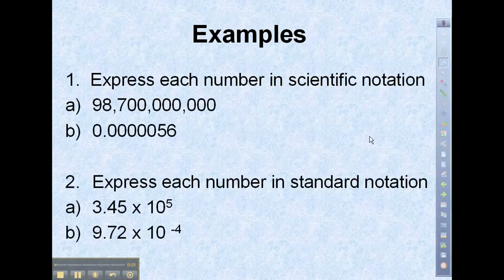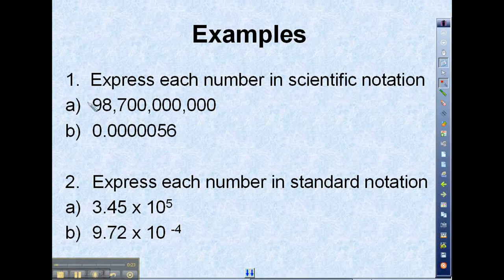Okay, here's some examples. We want to take each of these two numbers and change them to scientific notation. Well, that's what we've been doing. This one here is a very large number. Since it's a large number, the exponent on the 10 is going to be positive. I'm going to pick up the decimal point, which is currently right here, and I'm going to move it into the number such that this number out front is between 1 and 10, 9.87.